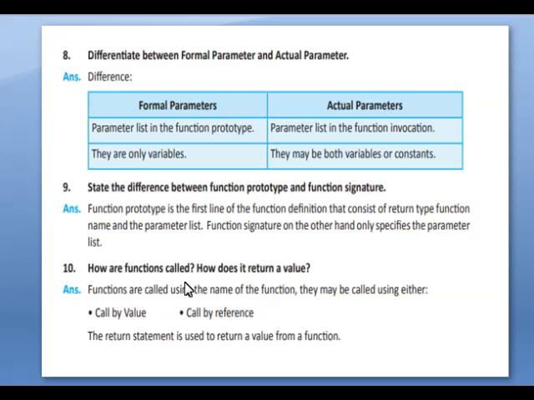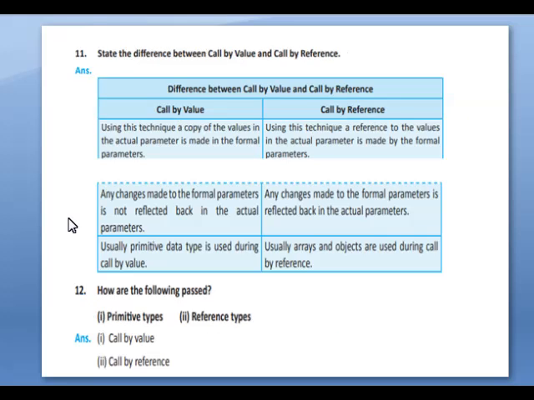How are functions called? How does it return a value? Answer is like this: functions are called using the name of the function. They may be called using either call by value or call by reference. The return statement is used to return a value from a function.